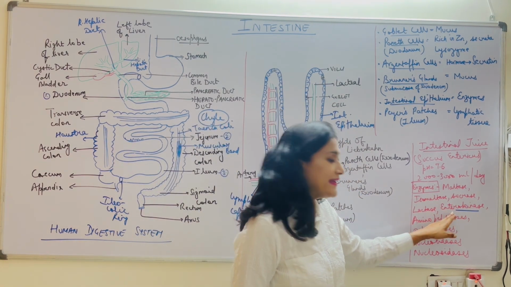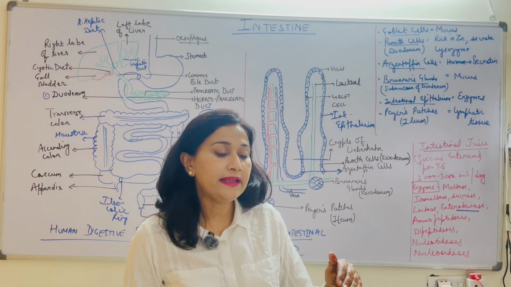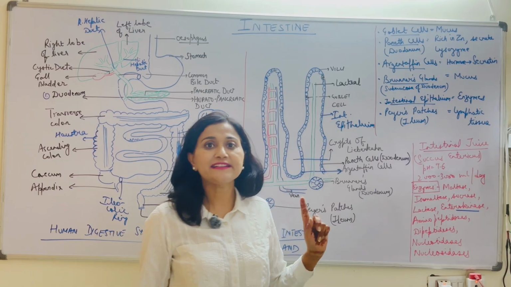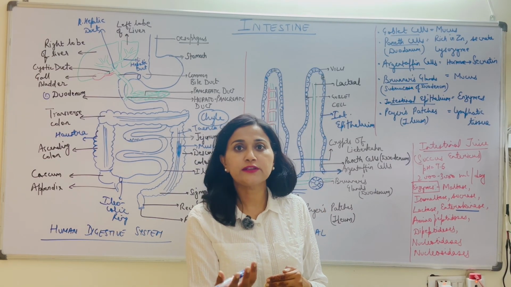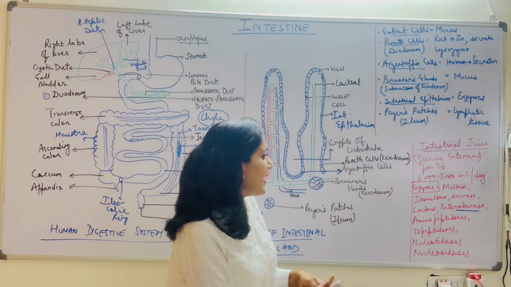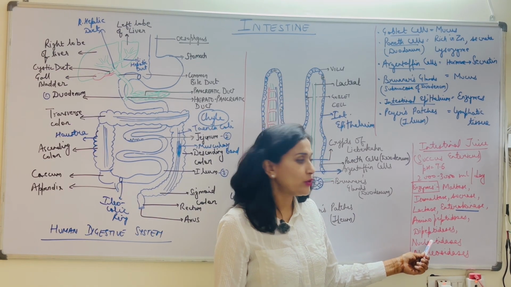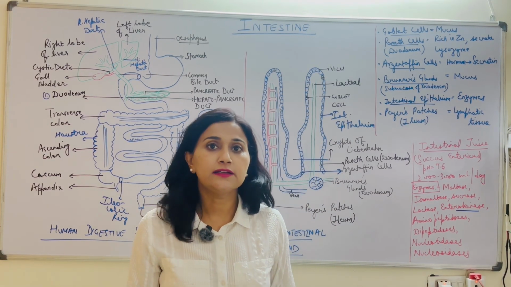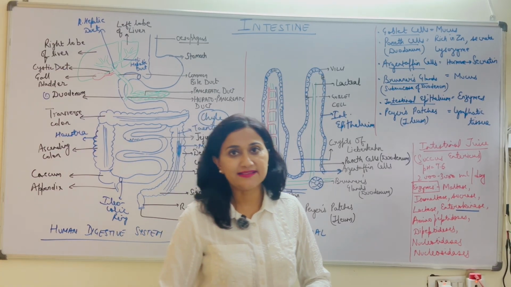Then enterokinase. Enterokinase is the enzyme which activates trypsinogen into trypsin in the pancreatic juice when there is a protein component in the food present. Then aminopeptidase and dipeptidase, these are also proteolytic. Then nucleotidases and nucleosidases are the enzymes which act upon the nucleic acids.